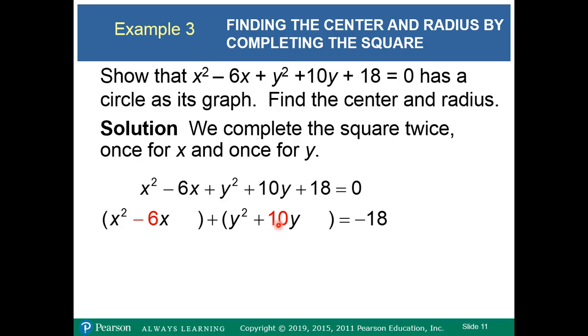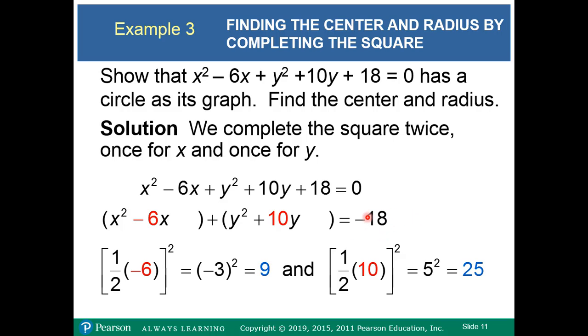And here we're going to have to add 25, right? Because 10 divided by 2 is 5, and 5 squared is 25. So we're going to have to add 25 and 9 on this side. Well, what do we get? Okay, well, there's our 2 numbers.